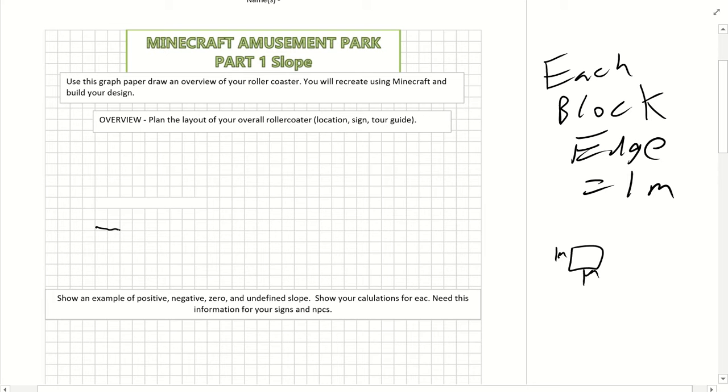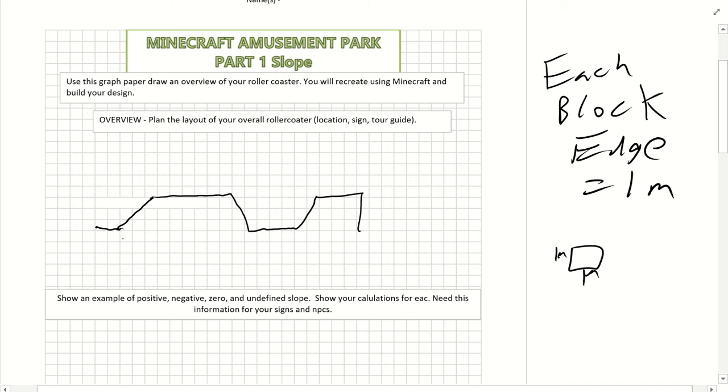So say I go over a couple of blocks, and then again, you're going to put down a rail and go. You're going to go up, and you're going to go over and down. And this is just mine. This isn't exactly what you're going to do. I'm just showing you what I'm doing. So that could basically be your plan in terms of how your roller coaster is going to look.